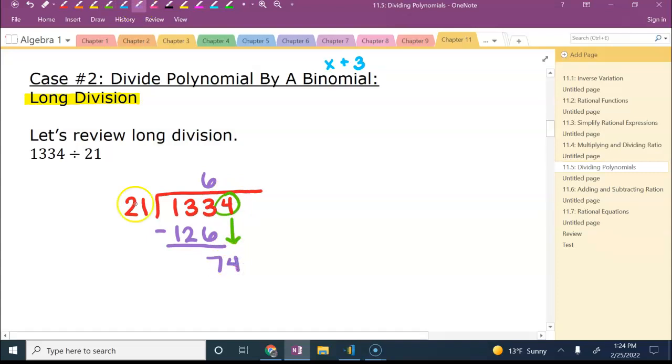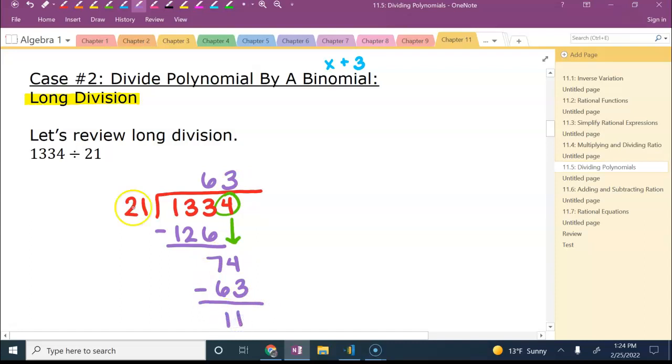So now we're trying to divide 21 into 74. So again, if you need to, start thinking, what's 21 times 2, 21 times 3? Well, 21 times 3 is going to be 63. If you took 21 times 4, that would be 84, and that's going to be too big. So 3 is the most it can go in, and we do the same steps. We subtract again, and we got 11 here.